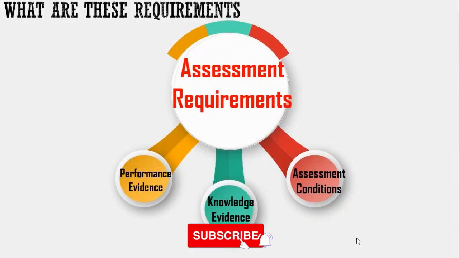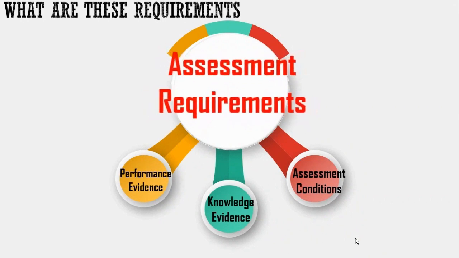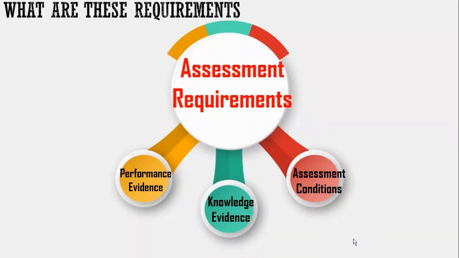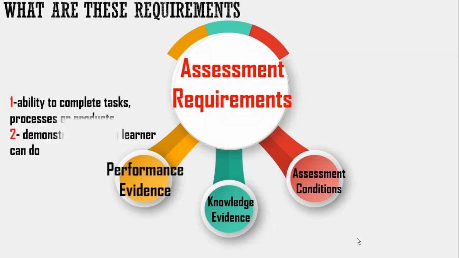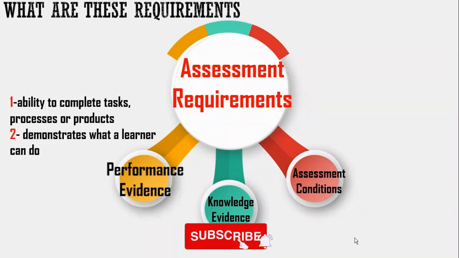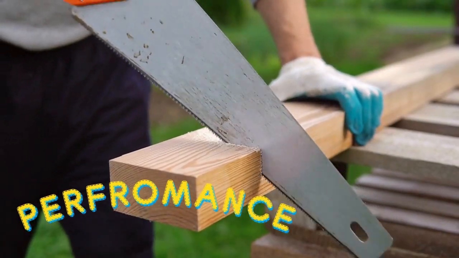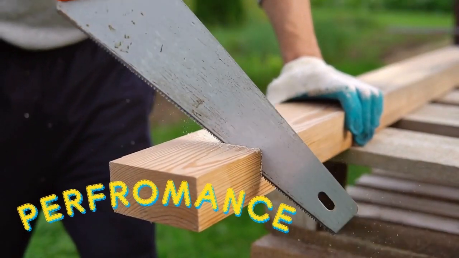So, what are these assessment requirements? It specifies three specific areas. One is performance evidence. When I talk about performance evidence, it specifies the ability to complete tasks, processes, or products whose evidence needs to be collected by an assessor to determine performance competency. So basically, these demonstrate what a learner can do. So it's going to specify those performance evidence.